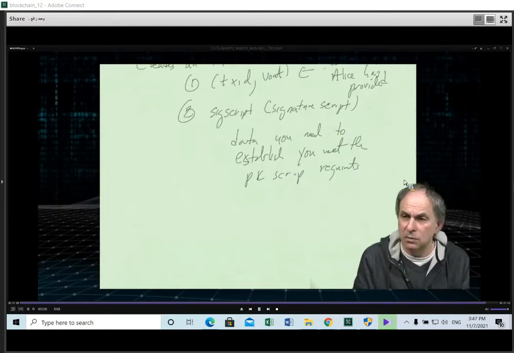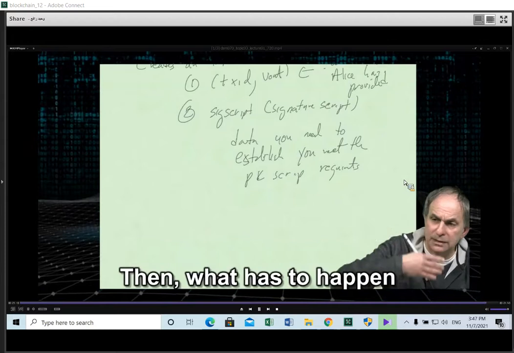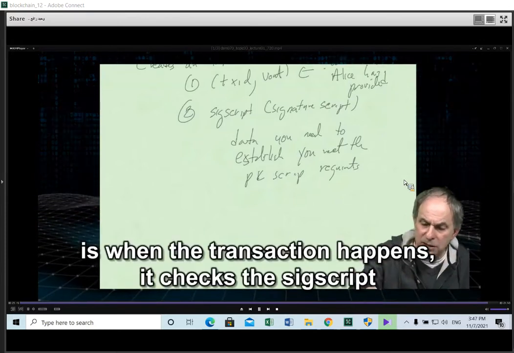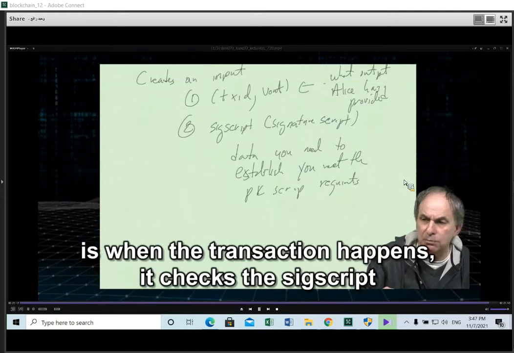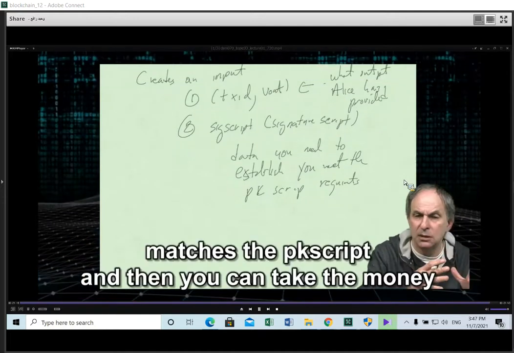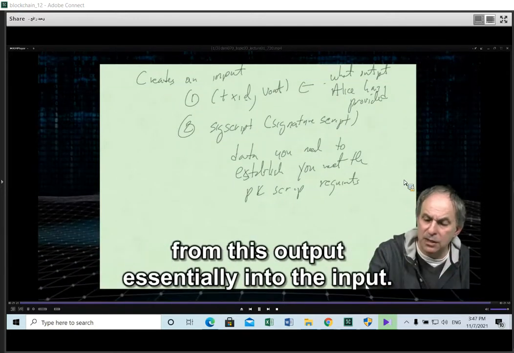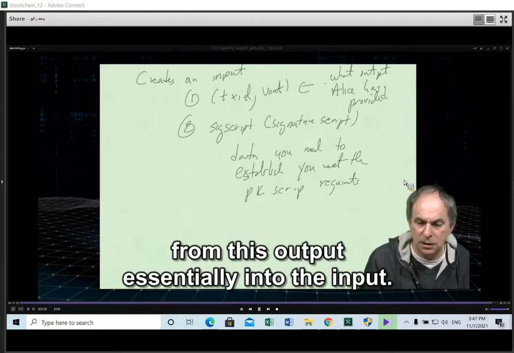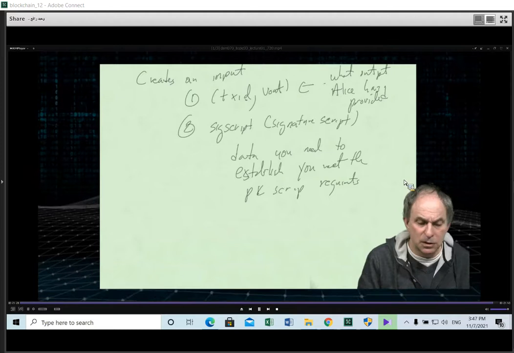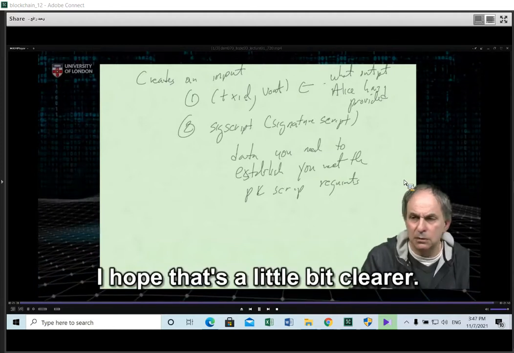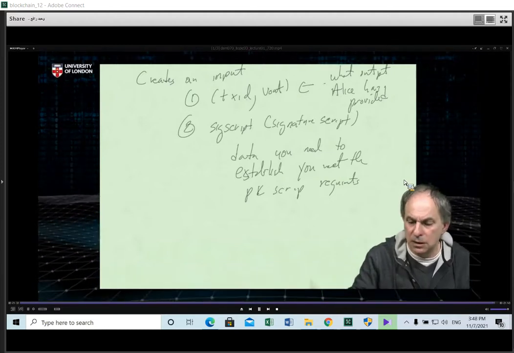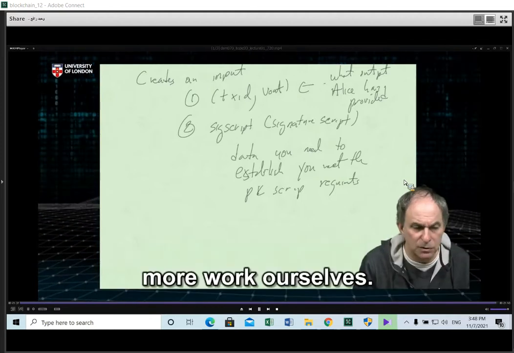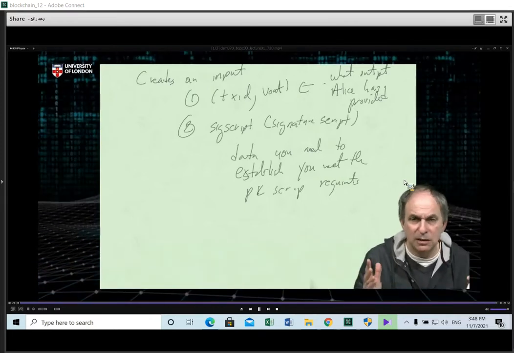So that's it. Then what has to happen is, when the transaction happens, it checks the SIG script, matches the PK script, and then you can take the money from this output essentially into the input. Okay. So I hope that's a little bit clearer. If not, it might get clearer when we actually do more work ourselves, but that's how Bitcoin transactions work.